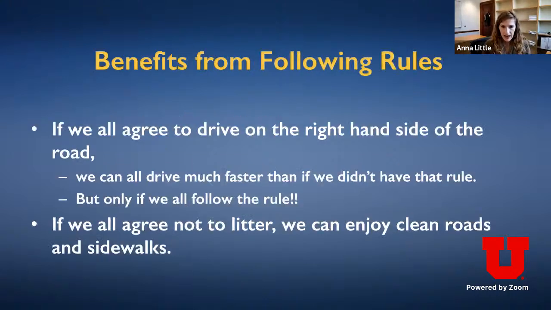Okay. And of course, another example would be driving on the right side of the road. This may be inconvenient at times. You might be able to drive faster if you could drive anywhere you want. However, if we don't all drive on the right side of the road, there's chaos. And if everybody's driving wherever they want, the cost to me will be much larger than the cost of me just driving on the right side of the road.